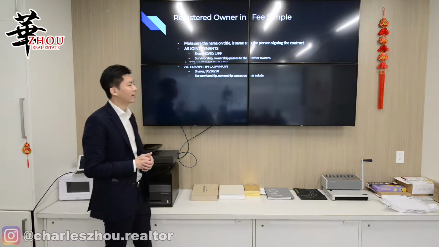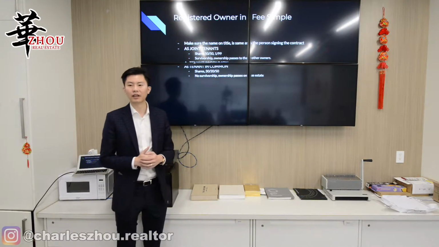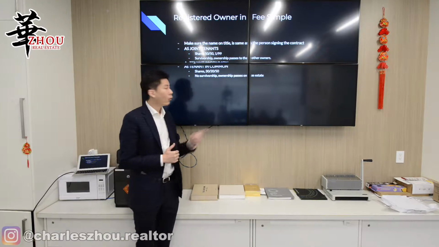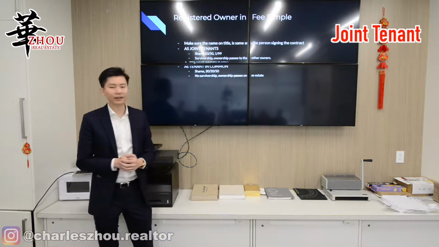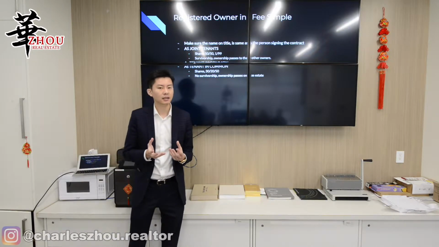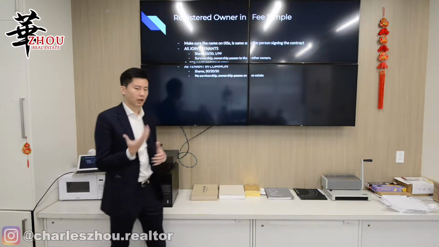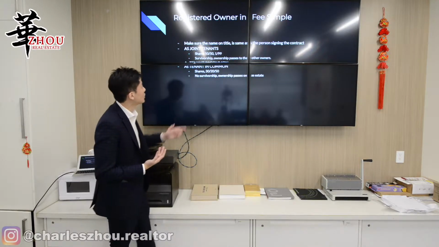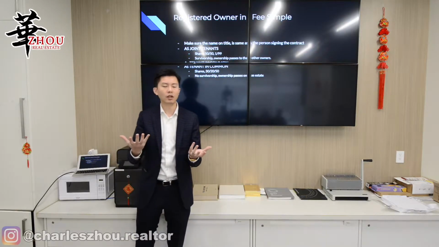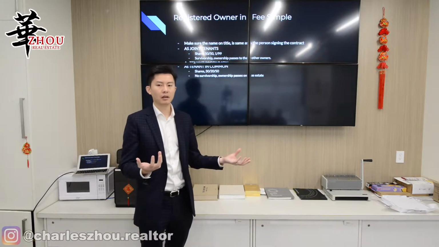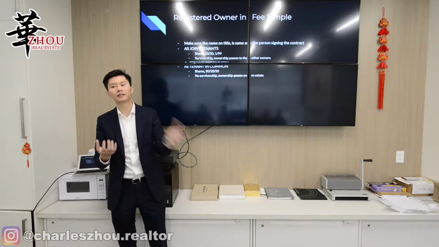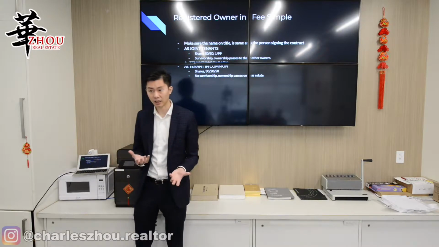And there are two different tenancies. There are actually more than two, but mostly we're going to talk about these two. One you will see is joint tenant. A joint tenant has a right called survivorship. Survivorship of ownership means that if one of them passes away, all of the ownership shares transfer to the other person automatically.